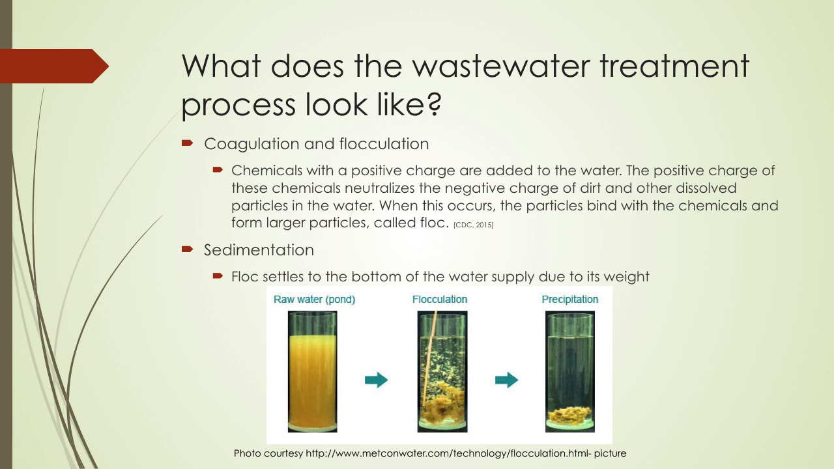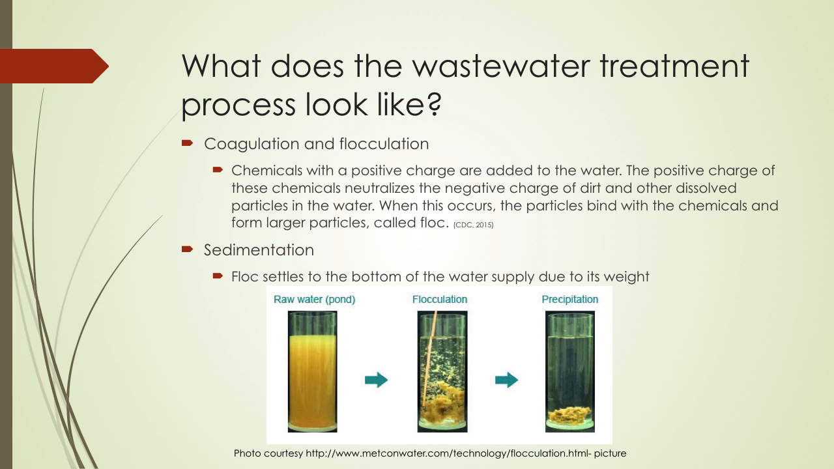Wastewater treatment has four major steps: coagulation and flocculation, sedimentation, filtration, and disinfection. Coagulation and flocculation is when chemicals with a positive charge are added to the water. The positive charge of these chemicals neutralizes the negative charge of dirt and other dissolved particles in the water. When this occurs, the particles bind with the chemicals and form larger particles called floc.